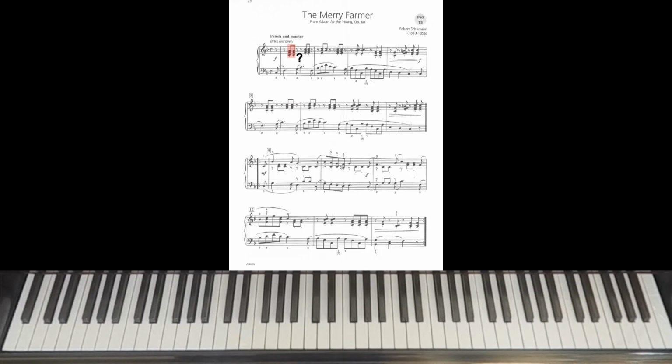What inversion do you think that is? Root position, first inversion, or second inversion? If you guessed it was second inversion, you would be correct. That's because the C is the bottom note, F is 4 notes up, and A will be 6. 1, 4, 6. That's the shape of our second inversions.